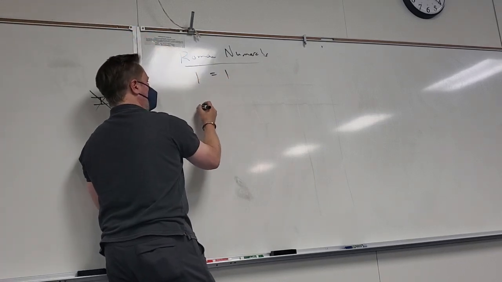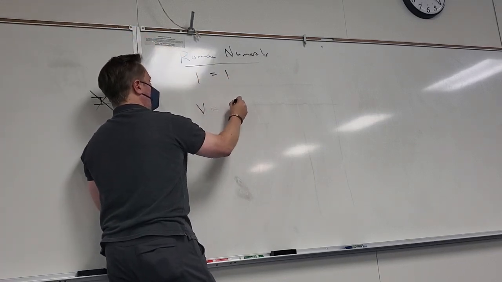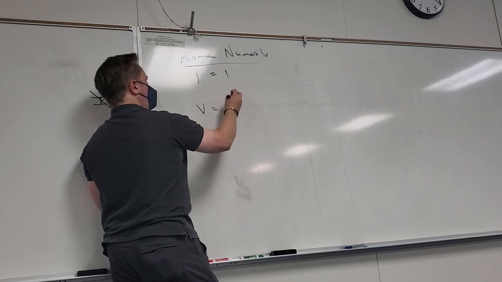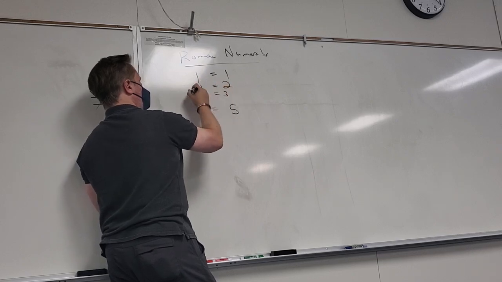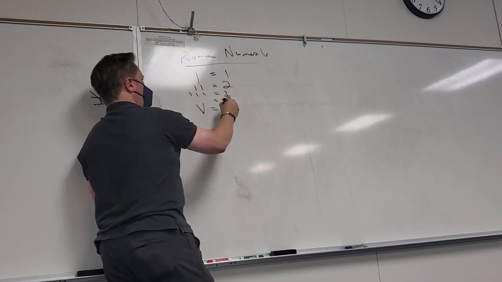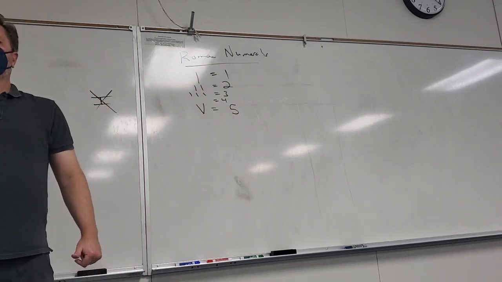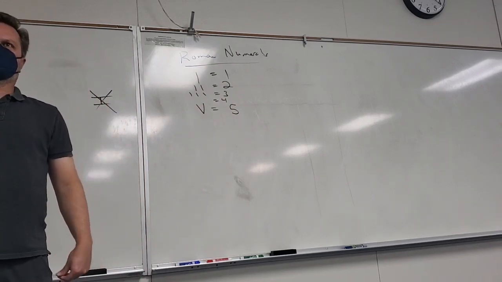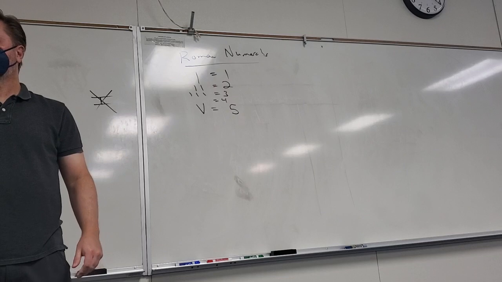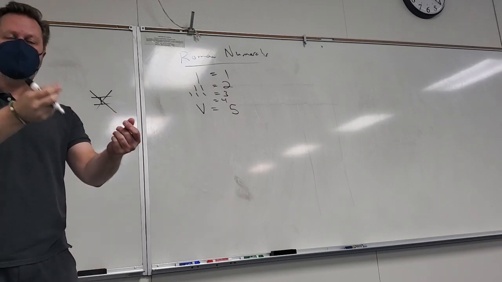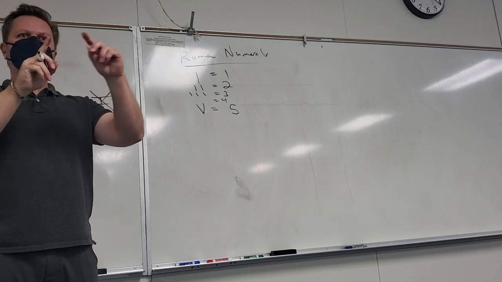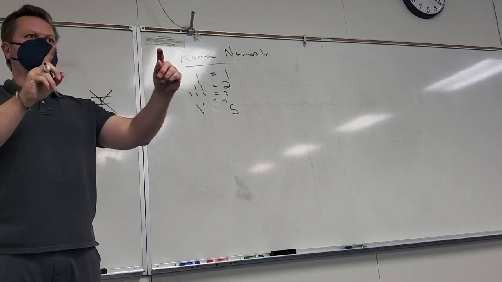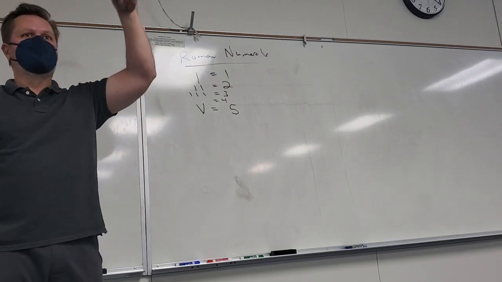So the next real new symbol is V, but V is 5. How would you represent 2? 2 bars. Boom, boom. How would you represent 3? Boom, boom, boom. And this is what you were just talking about. You don't need to, and you're not allowed to use the same symbol more than 3 times in a row. So you can't represent 4 as bum, bum, bum, bum.